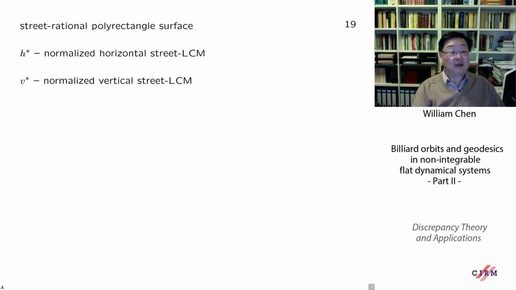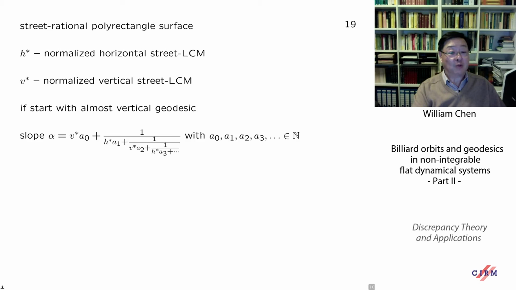We can do the same exercise with vertical streets. So we have these 2 quantities, H star and V star. And using these 2 quantities, we can write down some slopes that we can work with. In fact, we want to start with geodesics that have slope alpha equal to this quantity. So the V star and H star now play the role of the 2 and the H and all the other things in the other discussion.